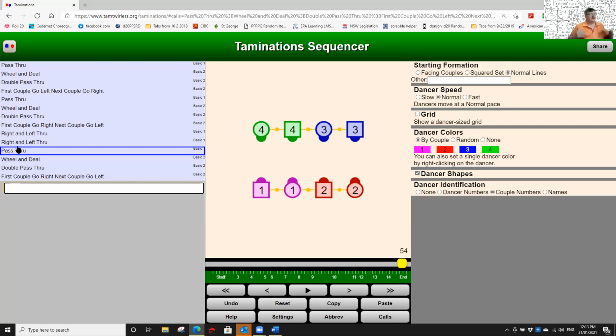You can move that right and left through pretty much anywhere through that sequence, just for a different feel. And you end up with that first couple go right, next couple go left. And what's really good, if you do that once, then you do it left and then right. And then at the end of it, you go double pass through, first couple go left, next couple go left, promenade home.